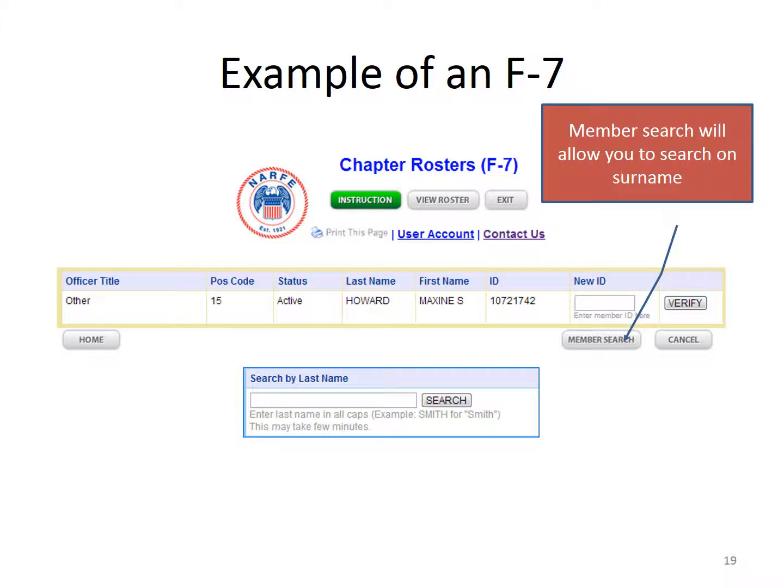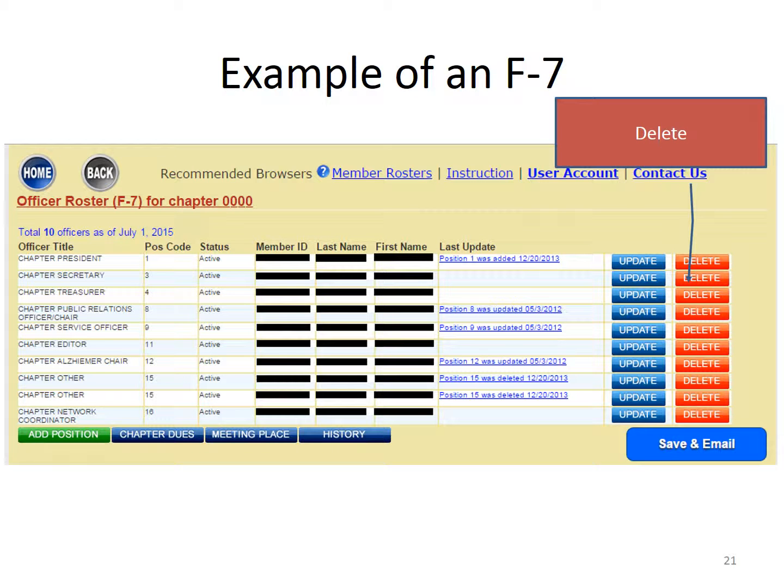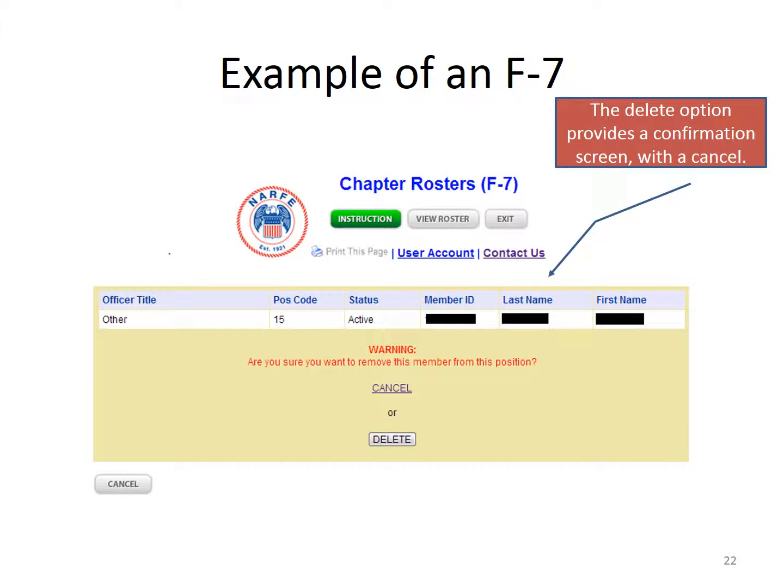If you did not get the member IDs of the new officers before you began, then you could use the member search to find them. Once you enter the member ID, you will need to click the Verify button. If a position is no longer filled, or you are removing an officer from a position that allows for multiple officers, then use the Delete button. The Delete option provides a confirmation page. You can click on Cancel to stop the action or Delete to remove the officer.